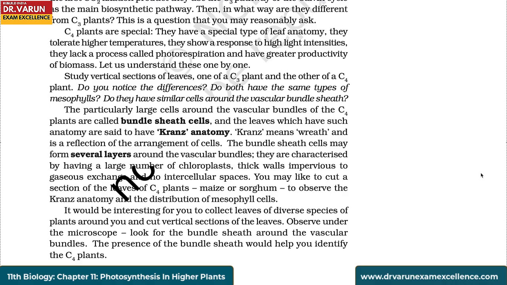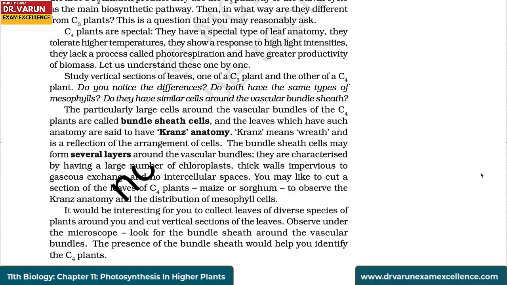Do both have the same type of mesophyll? Do they have similar cells around the vascular bundle sheath? The particularly large cells around the vascular bundles of the C4 plants are called bundle sheath cells, and the leaves which have such anatomy are said to have Kranz anatomy. Kranz means wreath and is a reflection of the arrangement of cells. The bundle sheath cells may form several layers around the vascular bundles. They are characterized by having a large number of chloroplasts, thick walls, being impervious to gaseous exchange, and having no intercellular spaces.